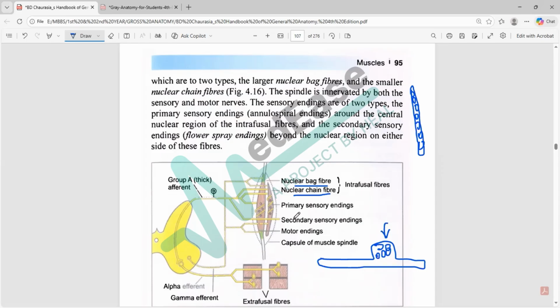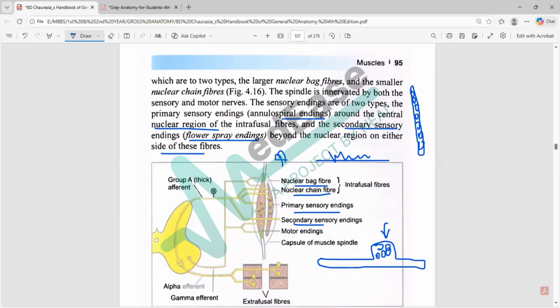Now, we need to remember the primary sensory endings and the secondary sensory endings. The primary sensory endings are mainly derived from the muscle spindles, also called the annulospiral endings, and these will be around the central region, whereas the secondary sensory ending is called the flower spray endings, which is present on either side of the muscle fibers. Annulospiral endings will be mainly present in the center, spiraling around the muscle fiber, whereas the flower spray will be spread like this on the muscle fiber. This is why they are named the annulospiral and the flower spray endings.